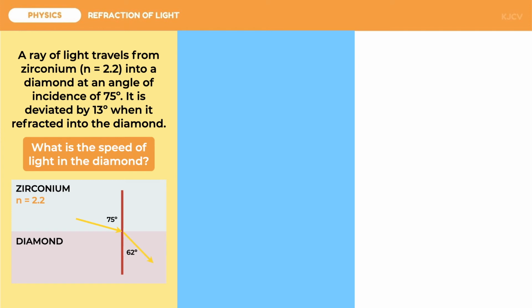We are asked to solve for the speed of light in diamond, but we have learned that we need an index of refraction to solve for it. Thus, we also need to solve for n. We are going to use Snell's law to solve for n since we have n sub 1, theta sub I, and theta sub r in the given.